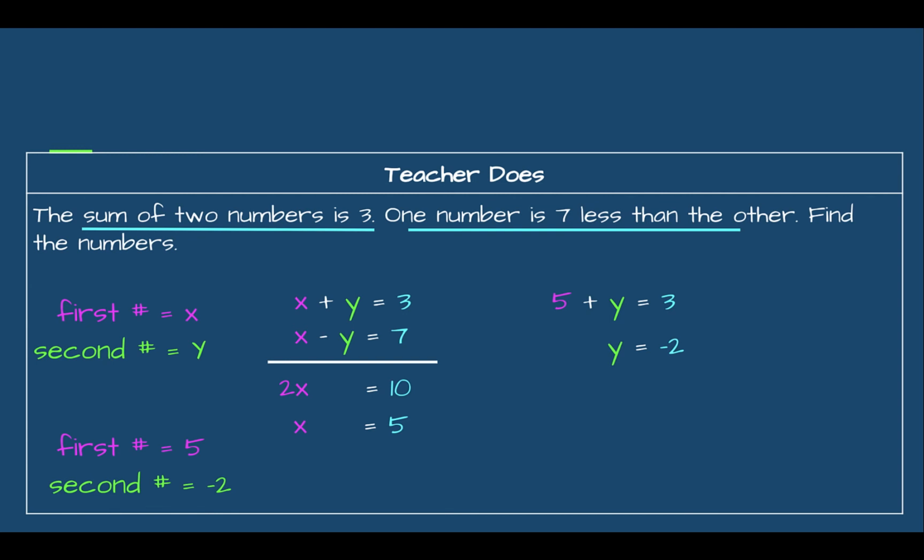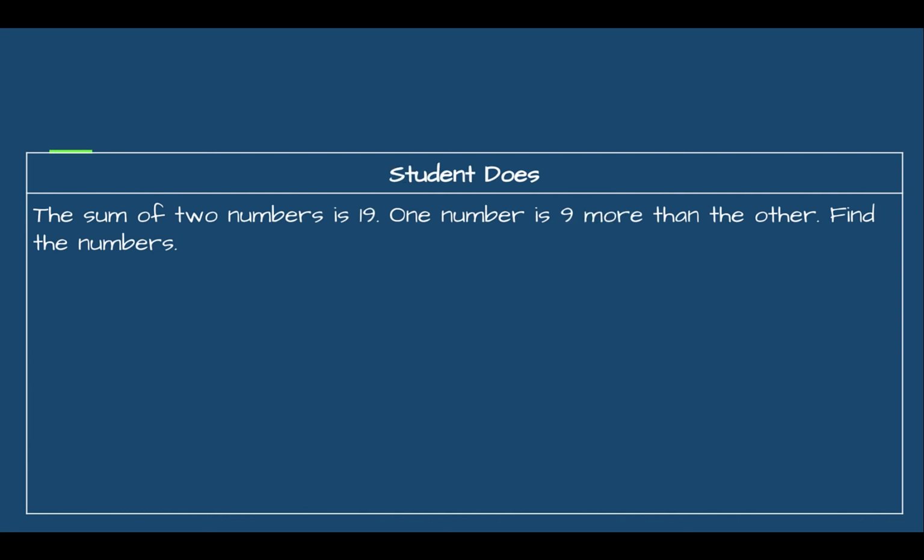Please remember, double check in your other equation as well to make sure that it works. So is 5 minus -2 7? Yes. There's that double negative there, which is like adding. So 5 plus 2 is 7. And -2 is 7 less than 5. It all fits. Now it's your turn one last time.